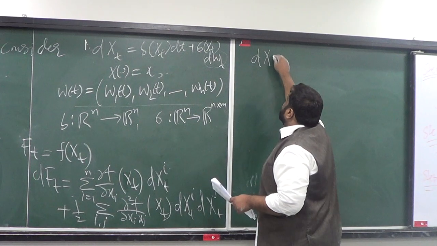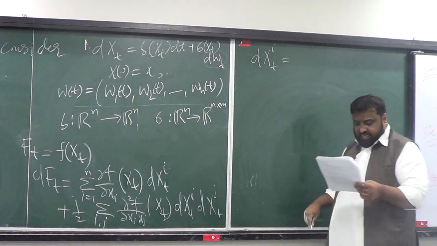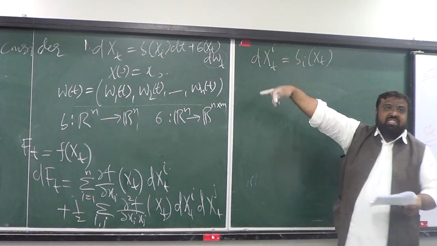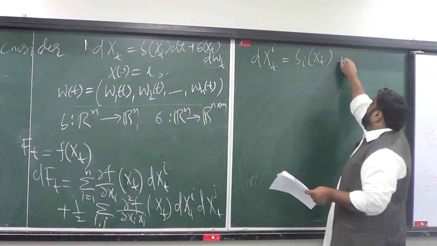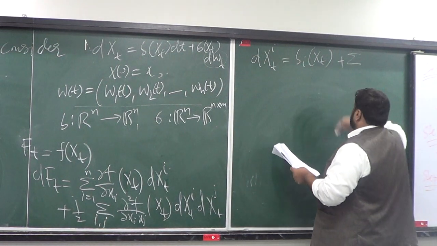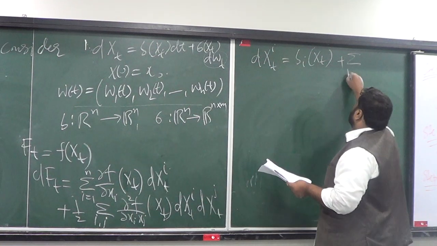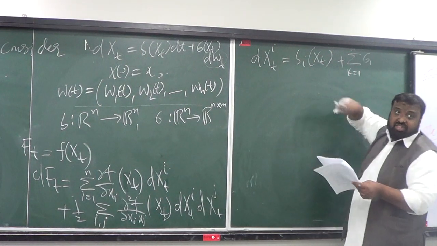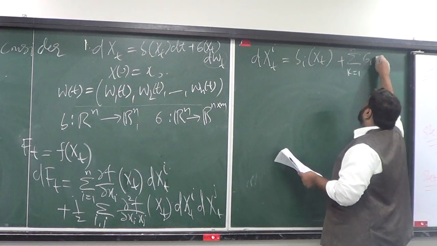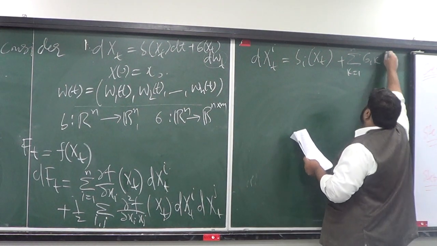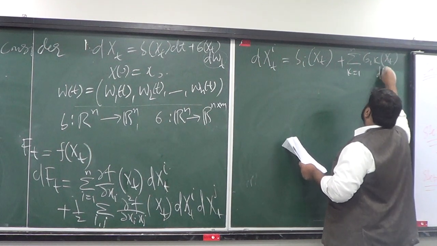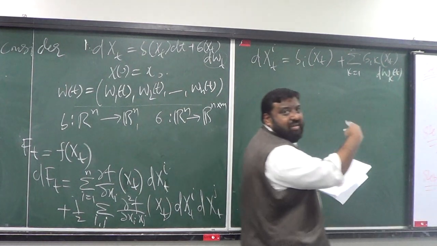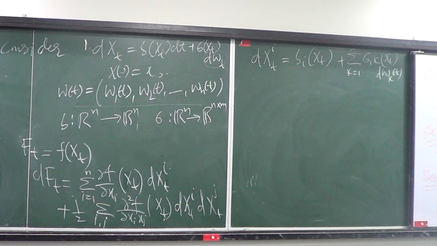What is each of this dx_i of t? So the dx_i of t is b_i of x of t, where b_i is a component of b, plus a sum. If it is n-dimensional Brownian motion, it goes from k equal to 1 to n, sigma_ik evaluated at x_t times dw_k of t. So it's really the same vector equation that you have there.